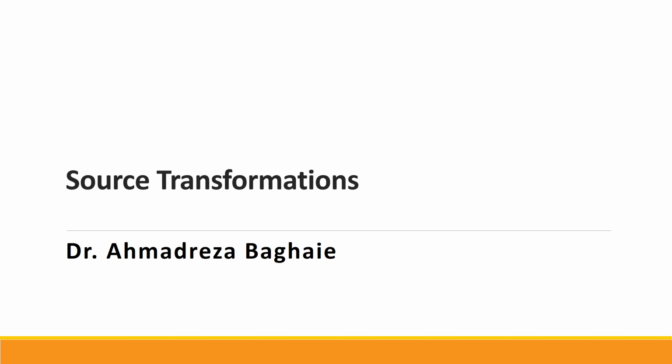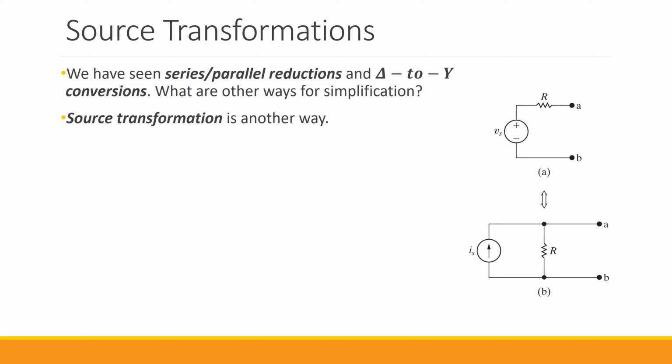In this video, I want to talk about source transformations. So far you have seen how we can use equivalent resistance for series and parallel resistive circuits, and also you got introduced to the concept of delta to Y or pi to T conversions that could help us sometimes to simplify our circuits. So source transformation is another technique to do that.